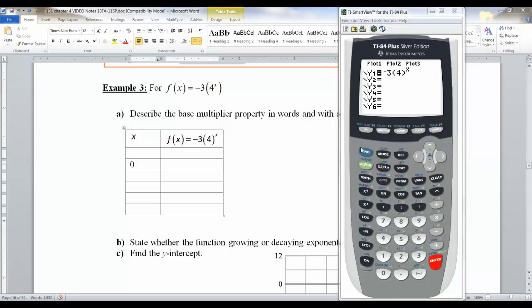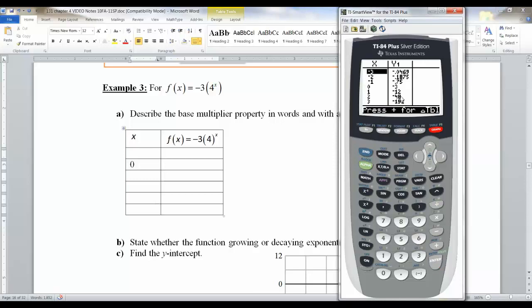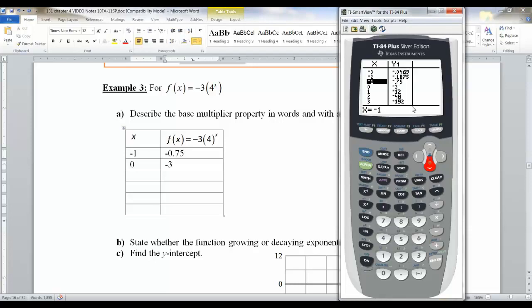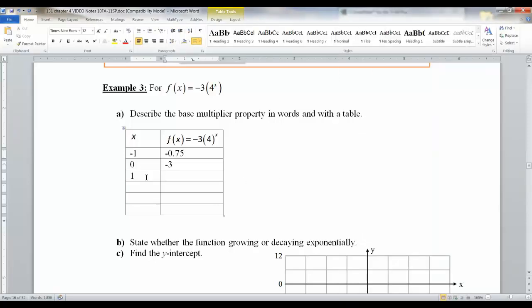All right, so then let's see here. It goes to the second table. And I can see, oh, okay, I don't really have much good on the negative side. So negative 1 went to, let's see, negative 0.75. 0 went to negative 3. I know that without even looking. See? Negative 0.75, negative 3. And then the next one is negative 12, which everybody should know because that's the whole point of the base multiplier property, that I multiply by my base, which in this case is 4. So 48, and then 3 would go to negative 192, and 4 would go to negative 768.